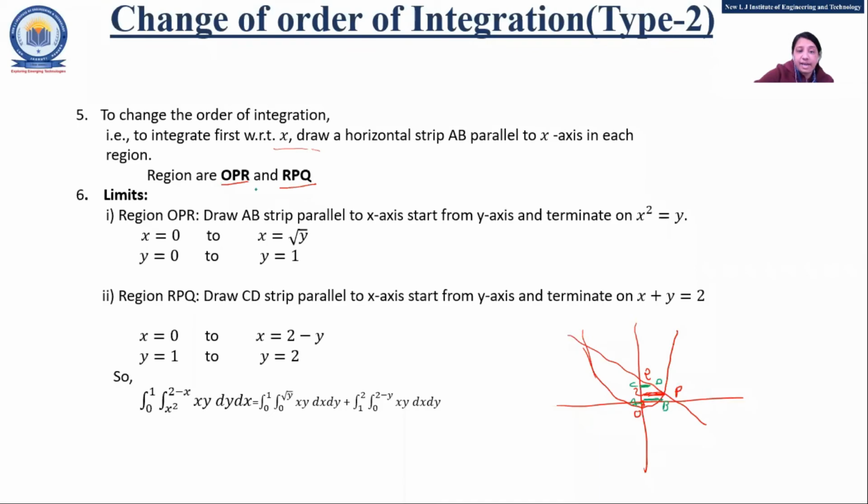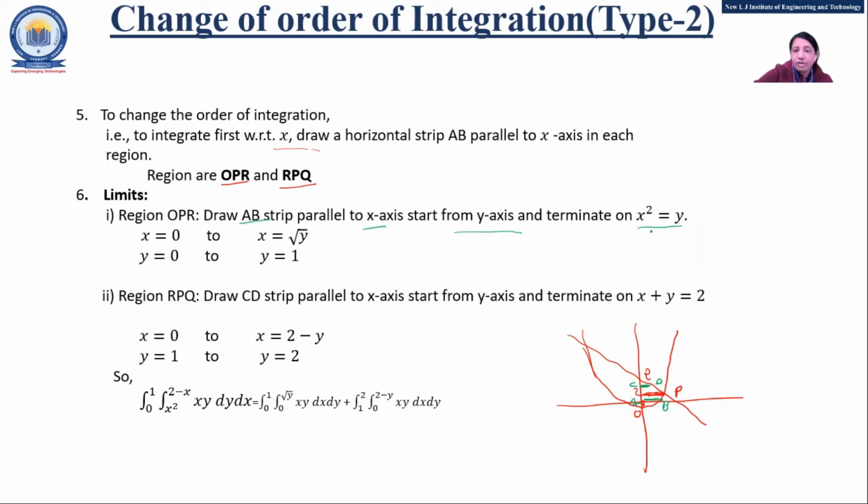So according to that, I need to decide, right? OPR. First region is which one? OPNR, this region. In that one, AB is parallel to the x-axis. Start from the y-axis. You can see A will start from what? Y-axis. And B is the end on which? The parabola, that is x square equal to y. So just put the value.